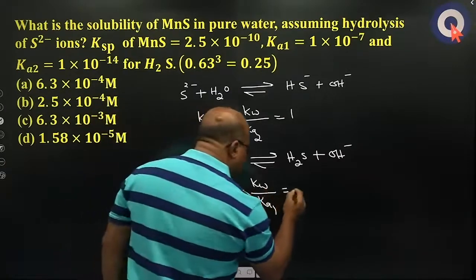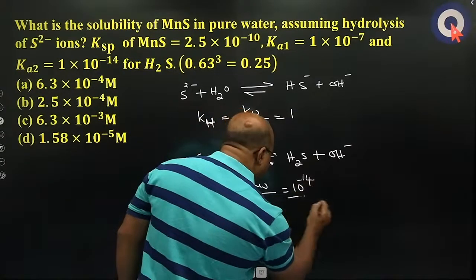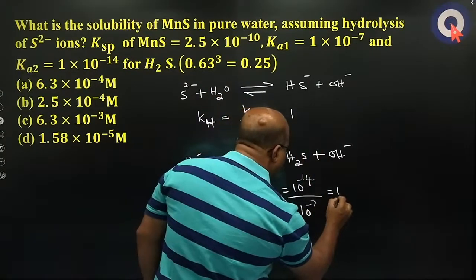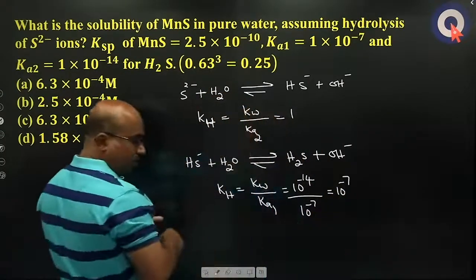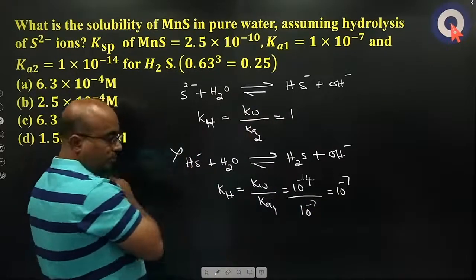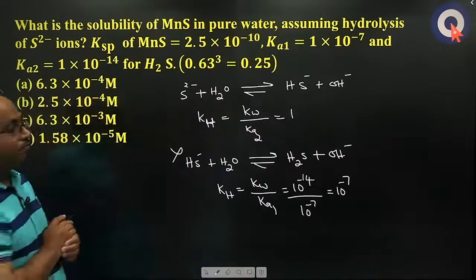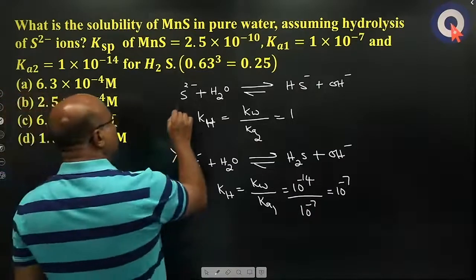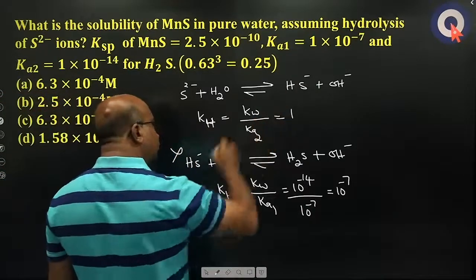So here it is nothing but 10 to the power minus 14 by the given 10 to the power of minus 7. So it is 10 to the power of minus 7. Means it is very low. So this hydrolysis will not be there. So what will happen? This is nearly, as we said, 1.